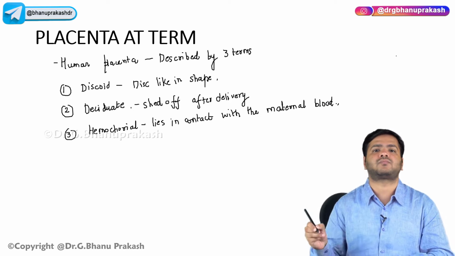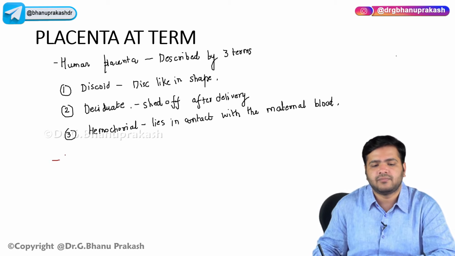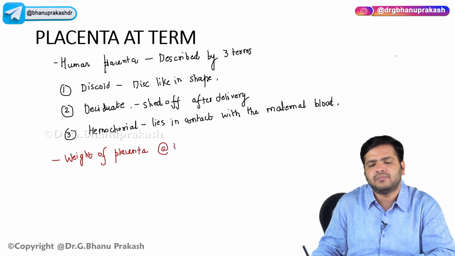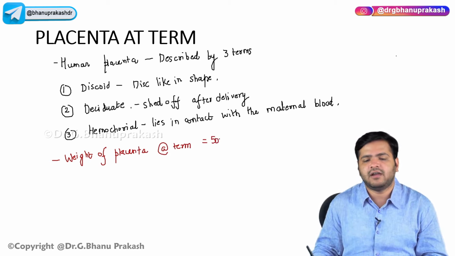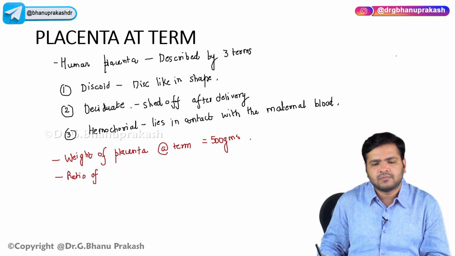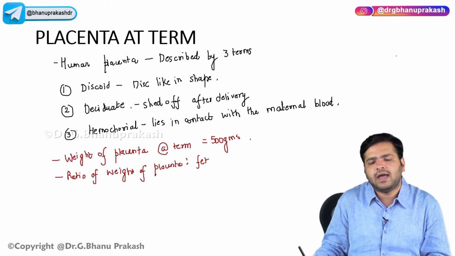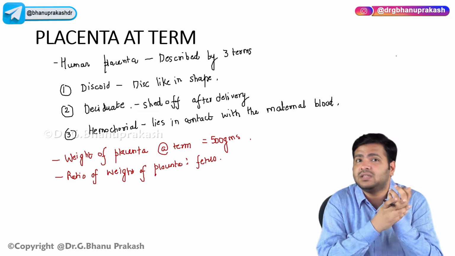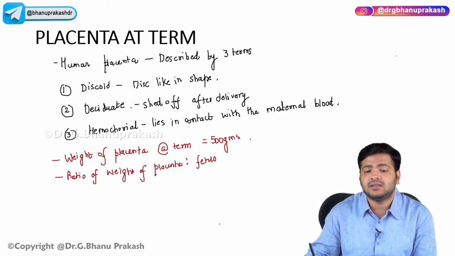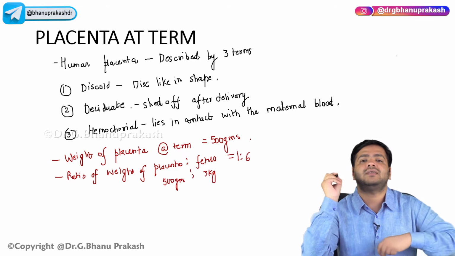Now, the weight of the placenta at term, at full term pregnancy, is 500 grams. Now, the ratio of weight of placenta to fetus: at full term pregnancy the weight of the fetus is nearly 3 kgs, the average weight of a normal fetus being about 2.8 kgs. So the ratio of the weight of placenta to fetus is approximately 1:6, if it is 3 kgs and 500 grams.